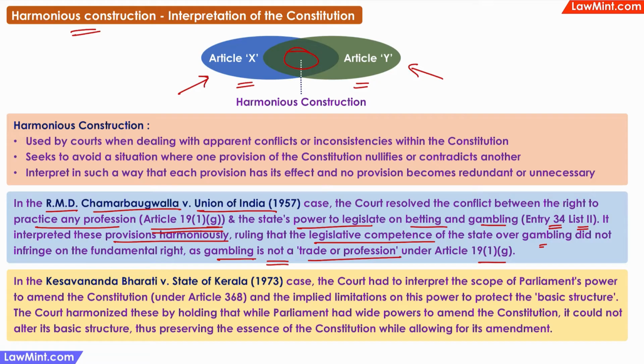under Article 19(1)(g). In the Kesavananda Bharati case, there was an apparent contradiction between the power of the Parliament to amend the Constitution under Article 368 and the basic structure of the Constitution as can be inferred from the preamble. The court again used a harmonious interpretation approach to say that the Parliament has the power to amend any part of the Constitution, but such an amendment should not alter the basic structure of the Constitution.